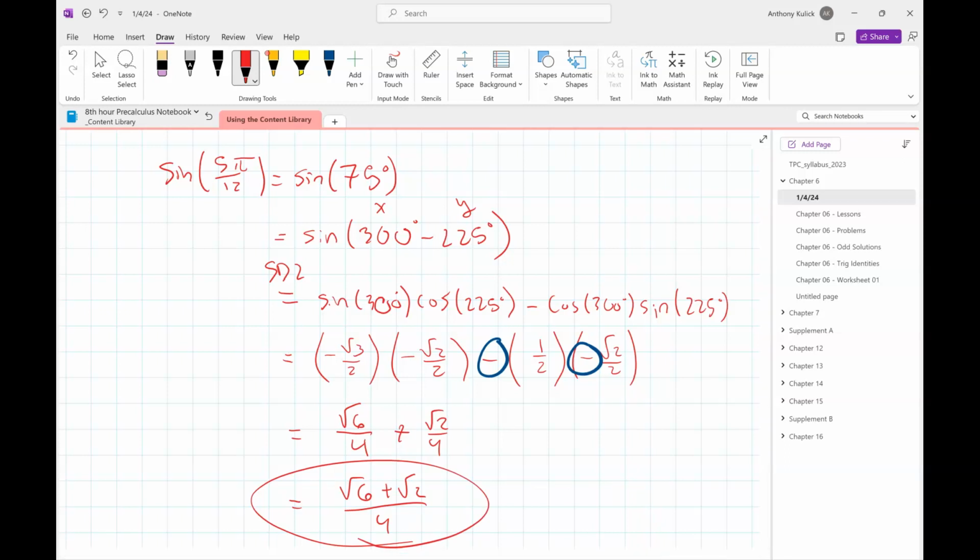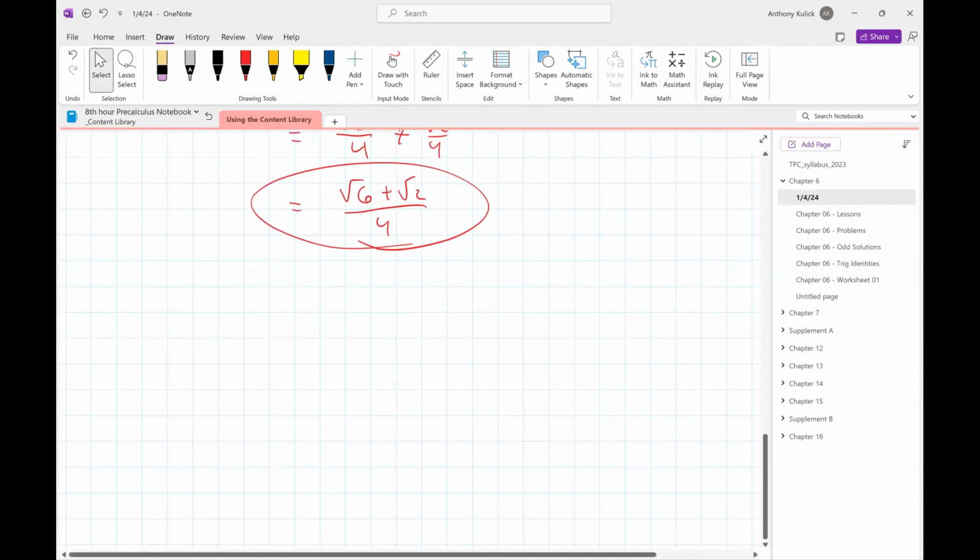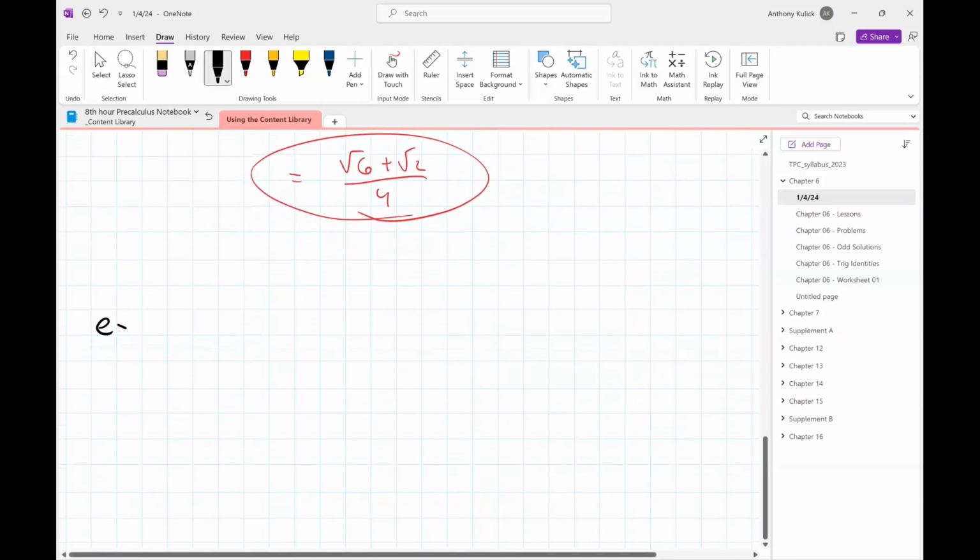What do you guys think? This is pretty doable, right? Much easier than doing simplifying and verifying. Way less creativity involved. What if we ask you to kind of go the reverse direction?